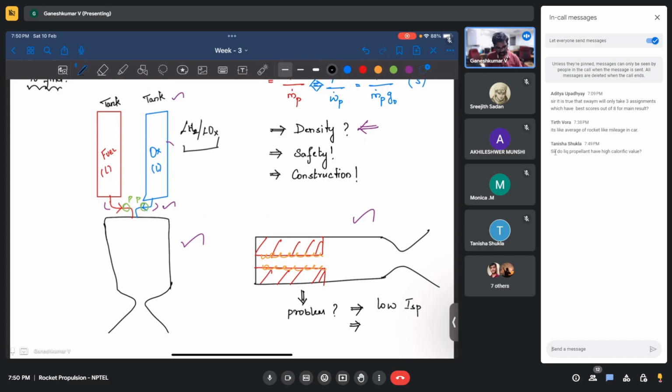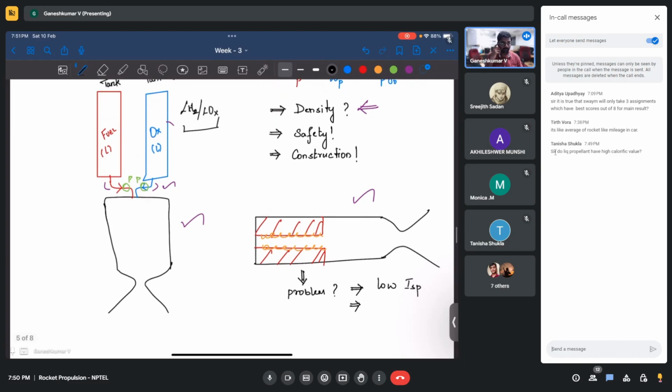In the solid propellant motor, the propellant will be solid. They will mix the propellant and cast it, like metal casting. They will cast it, and then they just put it inside. That's all. That's what they do.